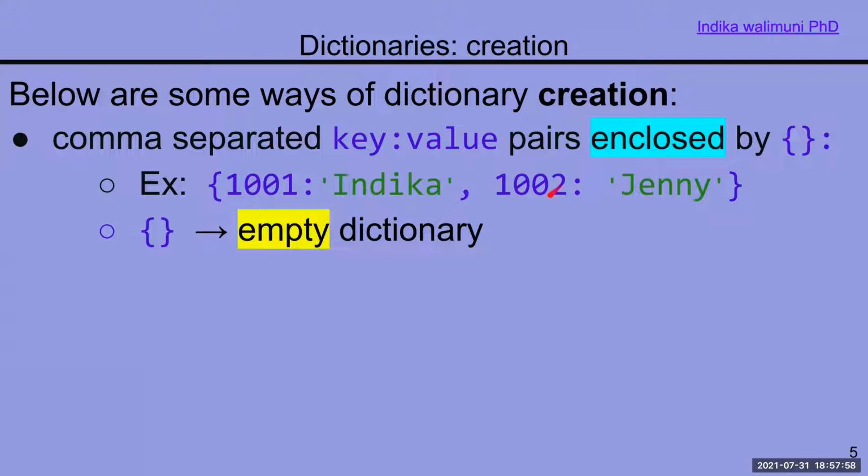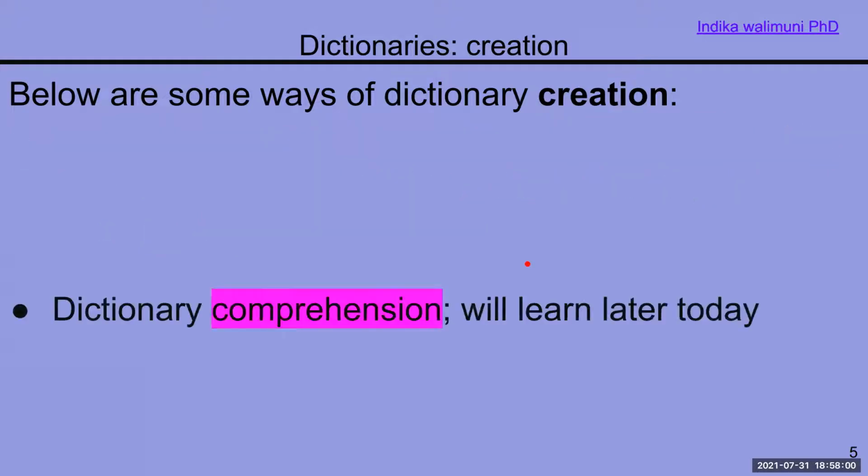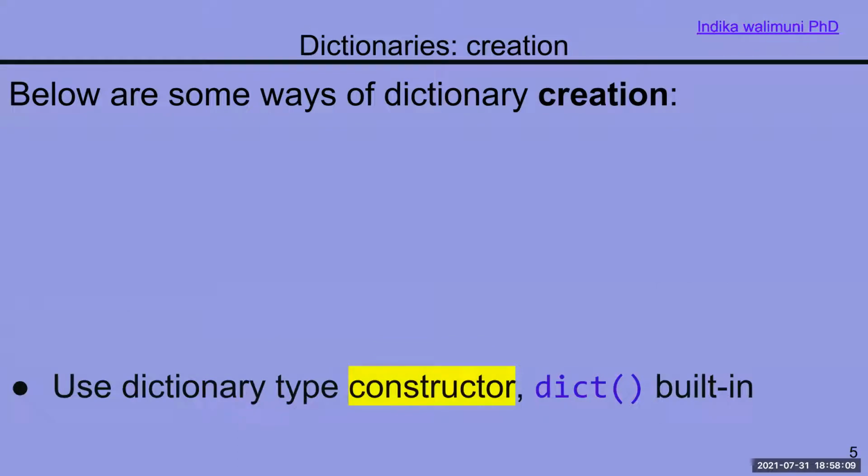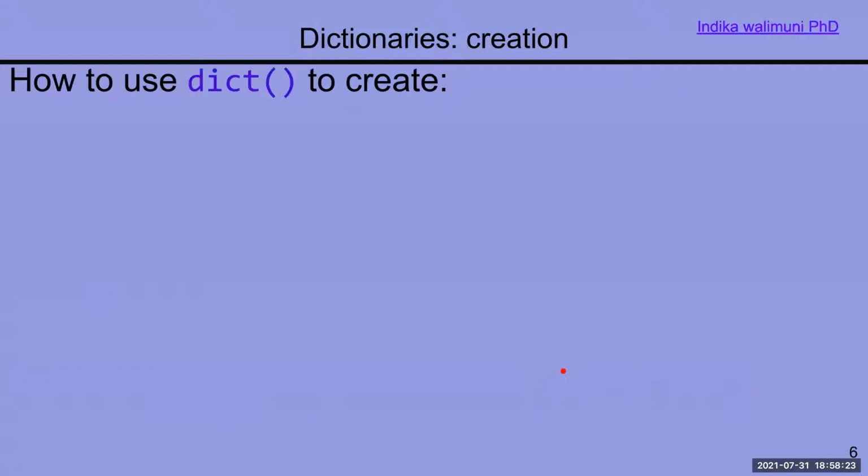Okay, so let's continue. We can use dictionary comprehension, and we're going to learn it later today. We can also use the dictionary type constructor. Like we had with lists and tuples, dictionary also has a type constructor, and this is the name, and it's a built-in function. You can simply use it. So let's learn how to use the dictionary type constructor.